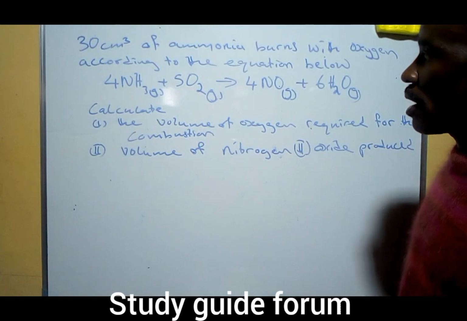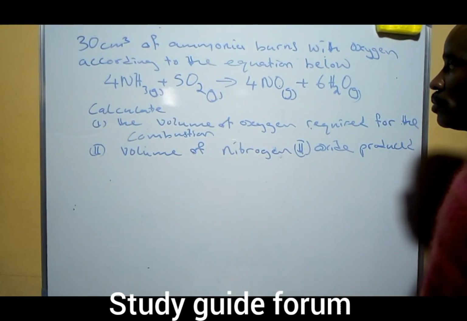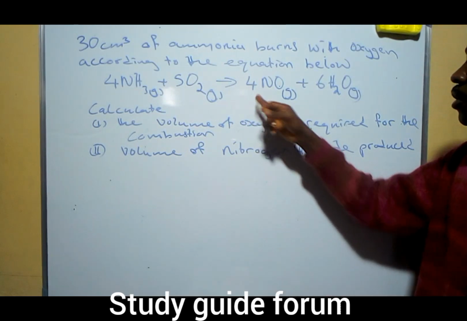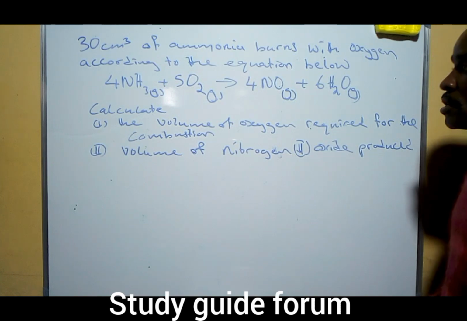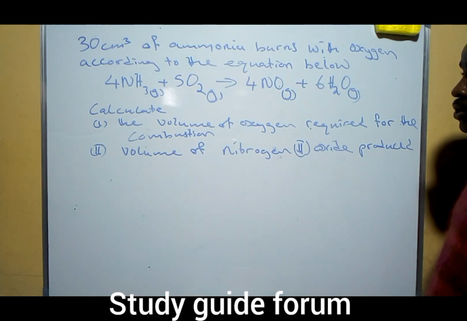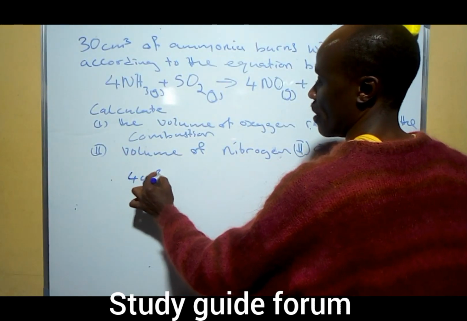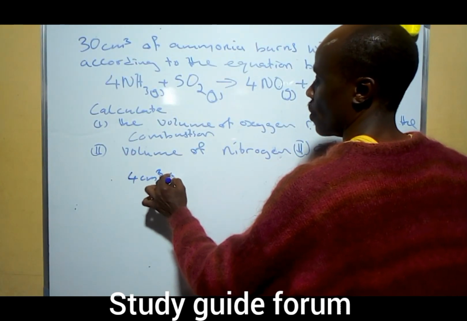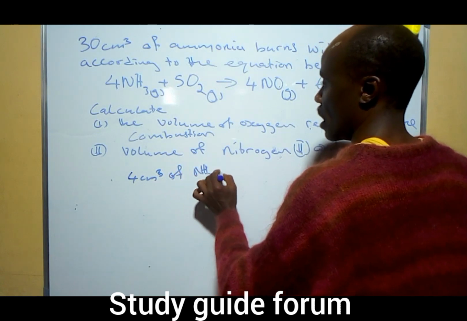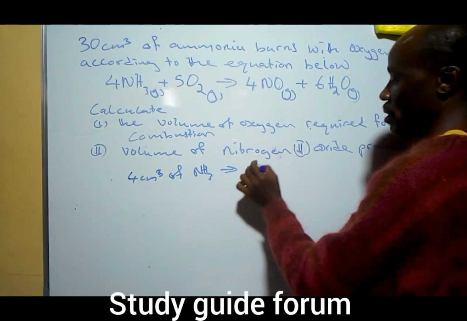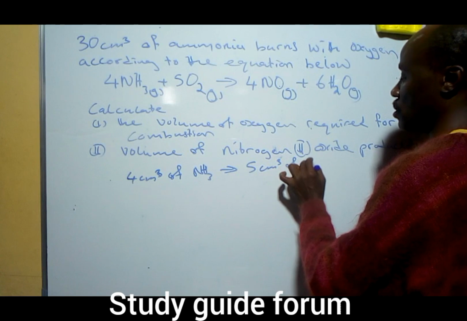4 moles of ammonia react with 5 moles of oxygen to produce 4 moles of nitrogen(II) oxide. So in that case, from that chemical equation, we can say that 4 cm³ of ammonia gas will need 5 cm³ of what?